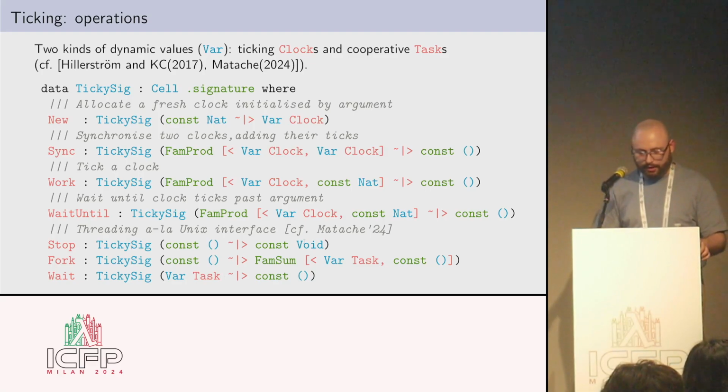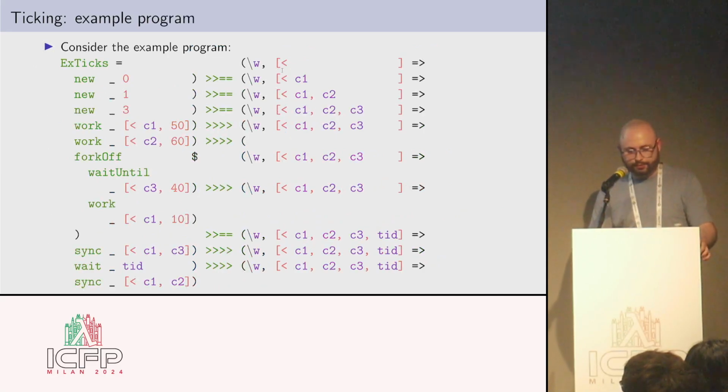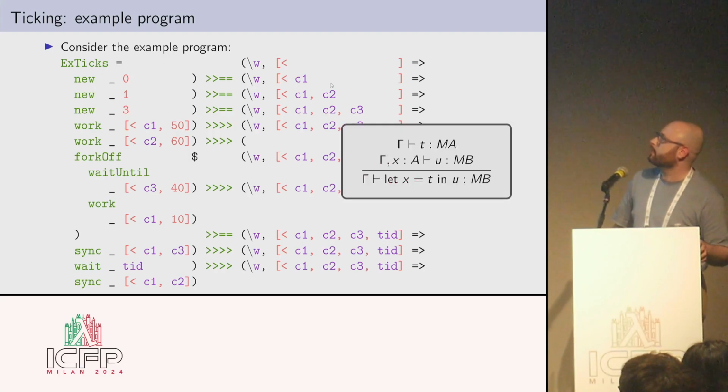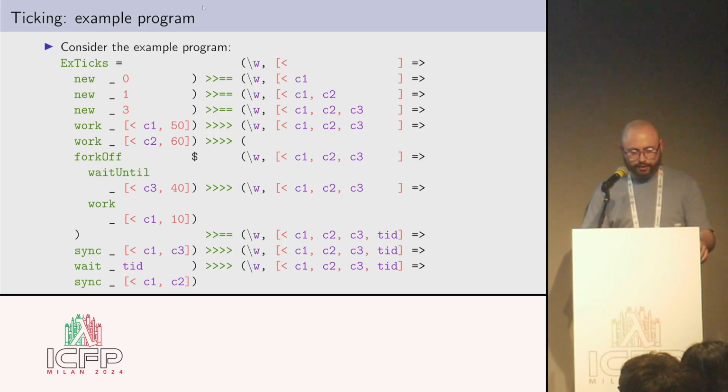So let's look at a program which uses these operations. Here we have a program. First of all, I'm just going to point out that due to some things I'll talk about at the very end, we have to have some explicit let binding. That's what this column on the right-hand side is, but that's all that is. So in the program itself, what are we going to do? Well, we're going to allocate 3 new clocks, C1, C2, and C3, initialized to 0, 1, and 3. Then we're going to do some work on clocks C1 and C2, increasing C1 by 50 and C2 by 60.